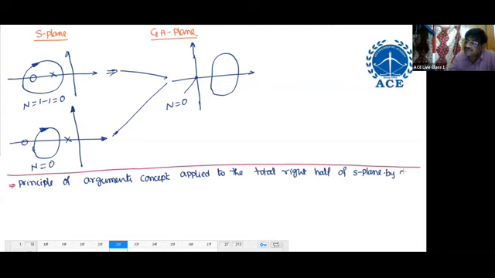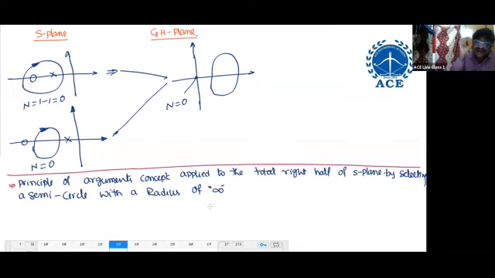By selecting a semicircle with a radius of infinity, what he is doing is selecting the complete right side, the total right half of the S-plane, with a radius of infinity.